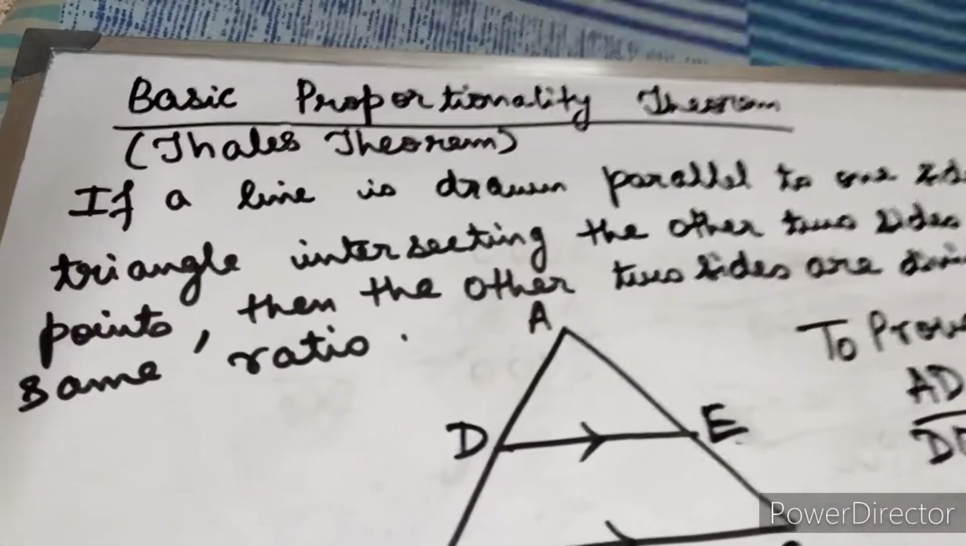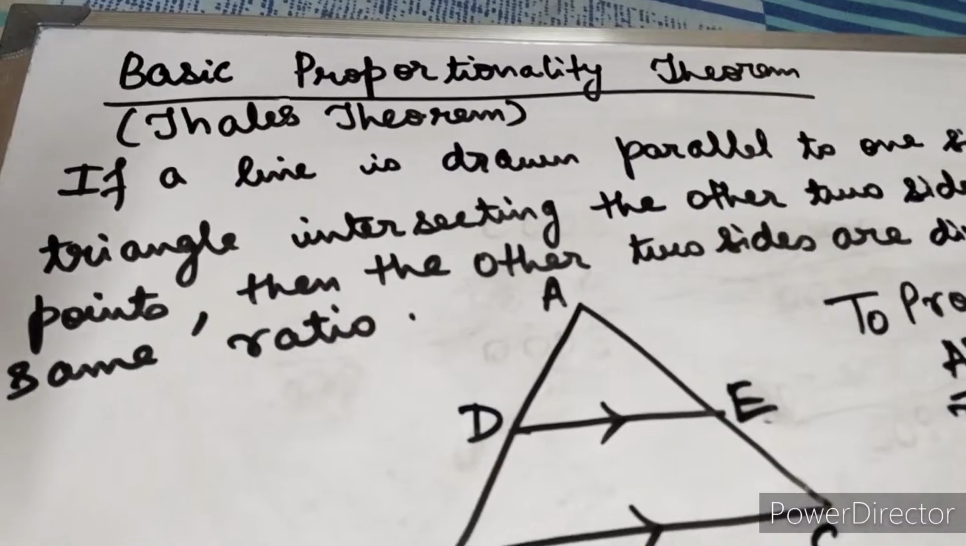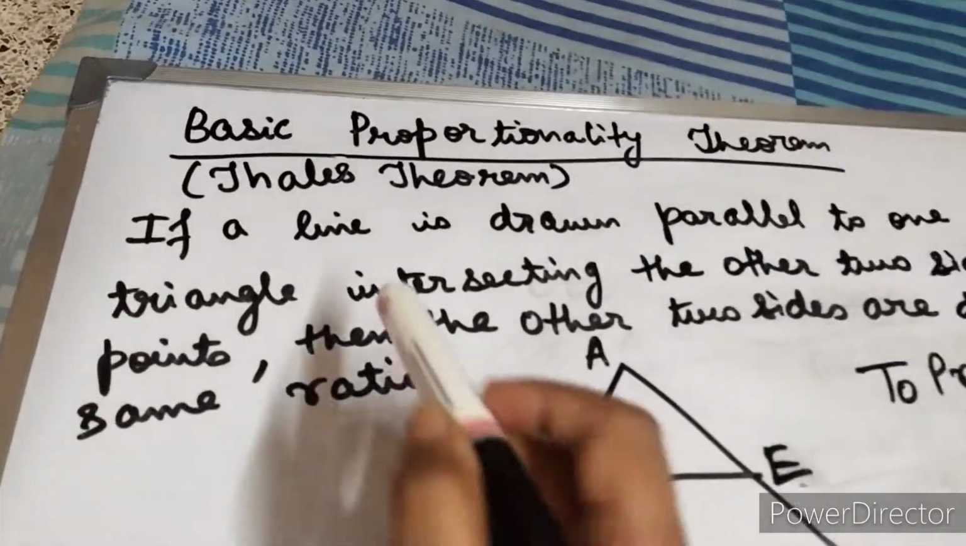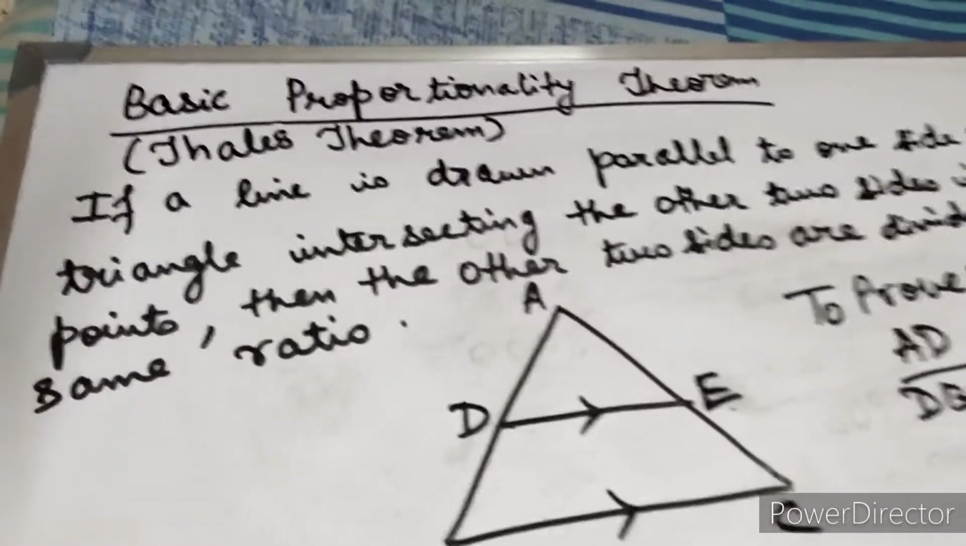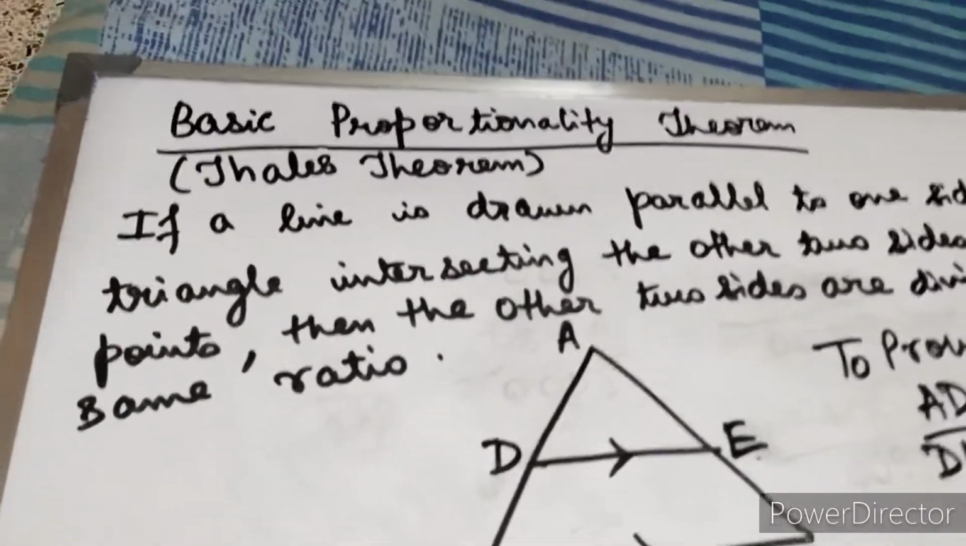Now next is the basic proportionality theorem. What is the basic proportionality theorem? It is also called Thales theorem. Okay, basic proportionality theorem, what is it saying? Let us read the statement of the theorem.